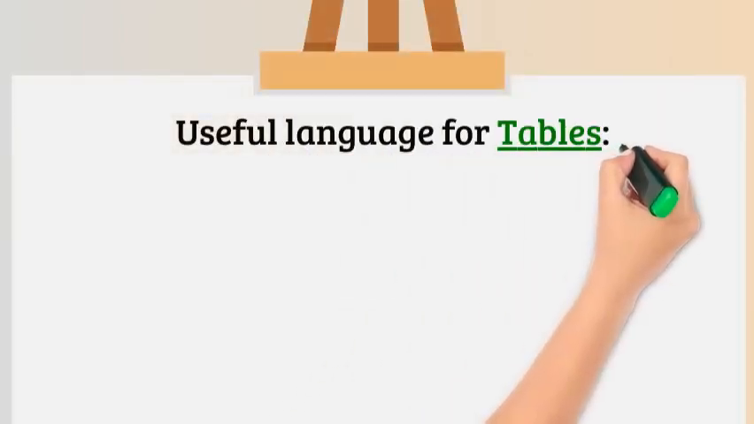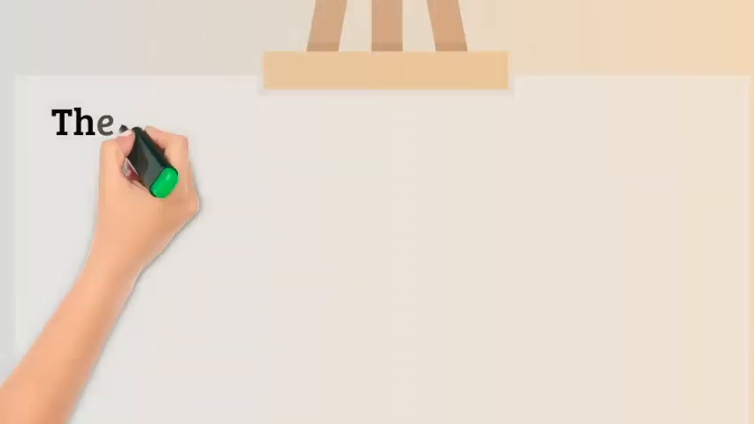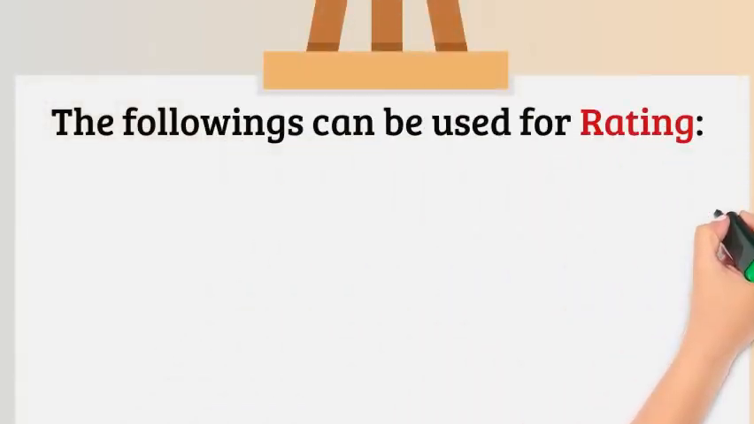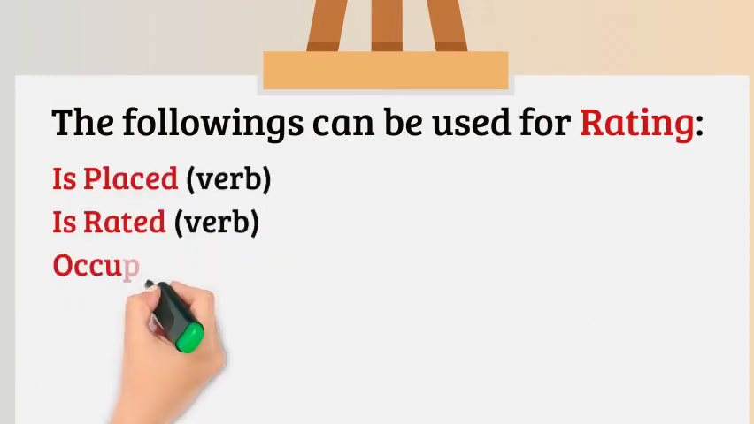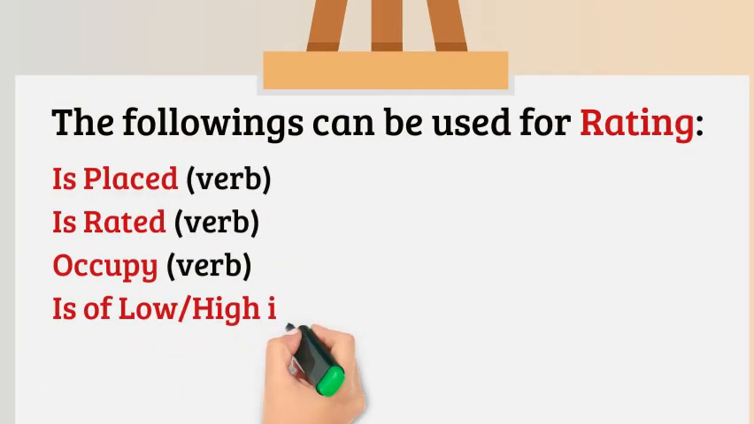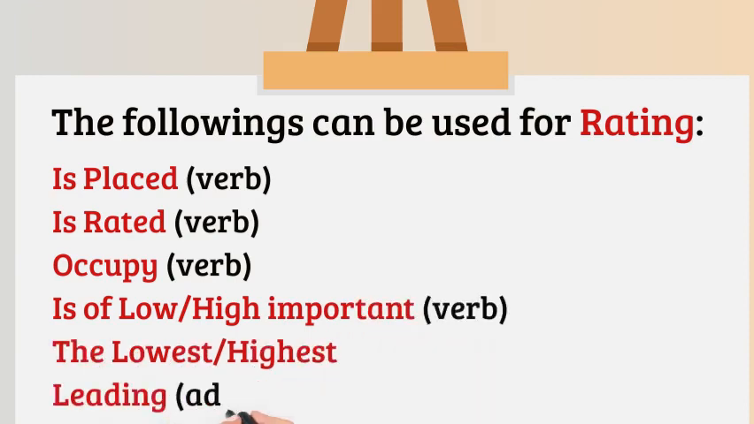Useful language for tables. Rates and followers. The followings can be used for rating: is placed, is rated, occupy, is of low or high importance, the lowest or highest, leading.